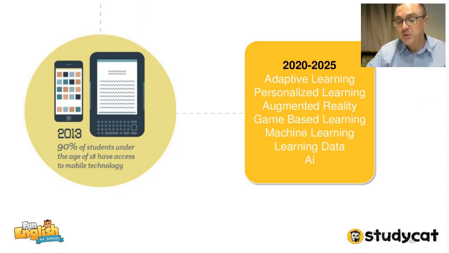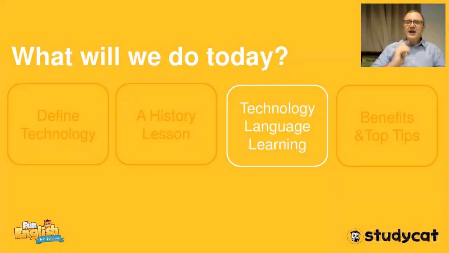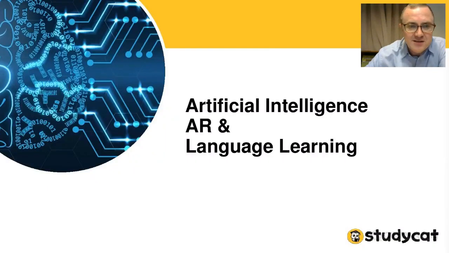And really, it will all be on mobiles and on tablets. So this will happen, as I said, apps and online. It will be software. Let's continue. So technology and language learning, we're going to talk about three things for you: artificial intelligence, AR, and language learning.